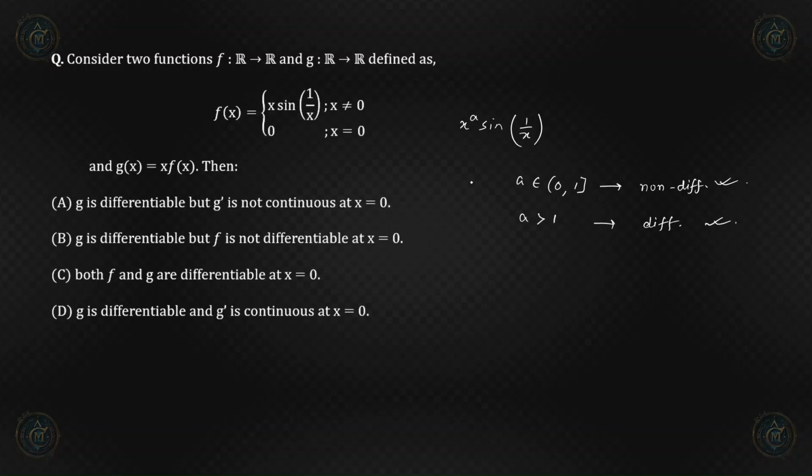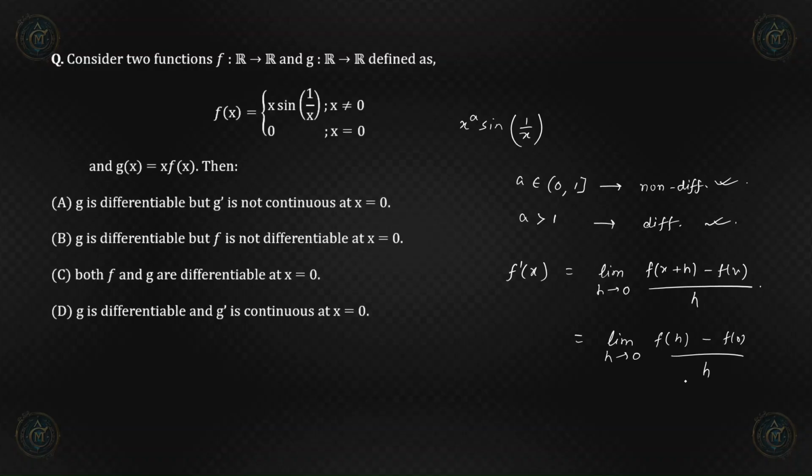We can easily verify this by the first principle of derivative, which is, we know f dash at any point is given by limit h tending to 0 of f of x plus h minus f of x divided by h, right? So we can easily verify that this will become limit h tending to 0, f of h minus f of 0 divided by h, which is our f dash at 0. So this becomes limit h tending to 0, h to the power a sine of 1 by h divided by h, right? So h to the power a minus 1.